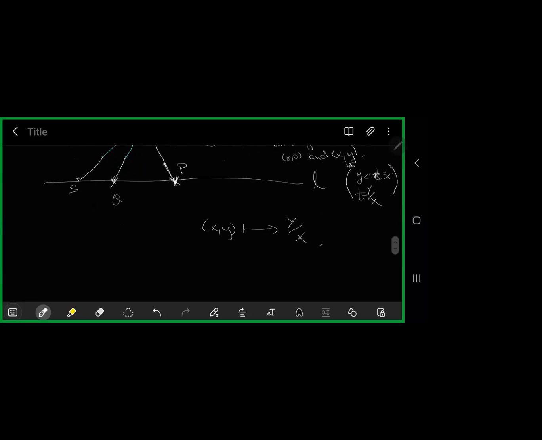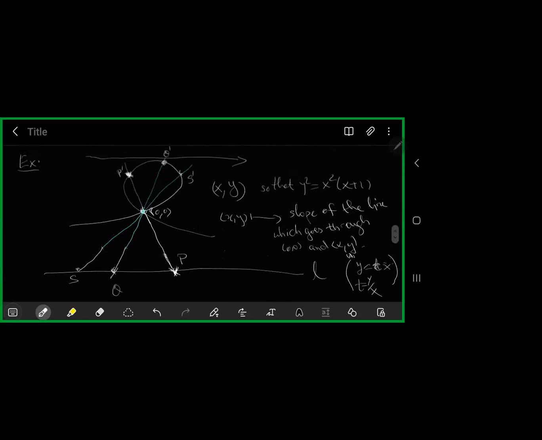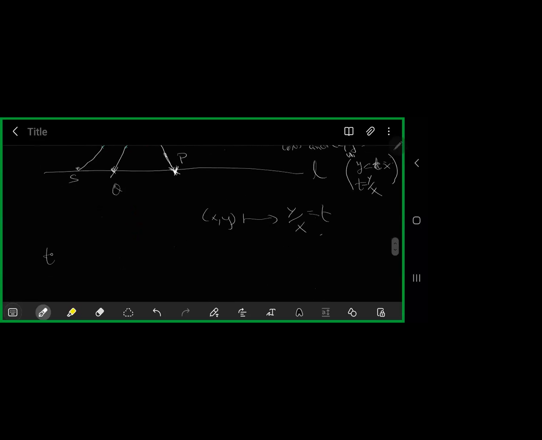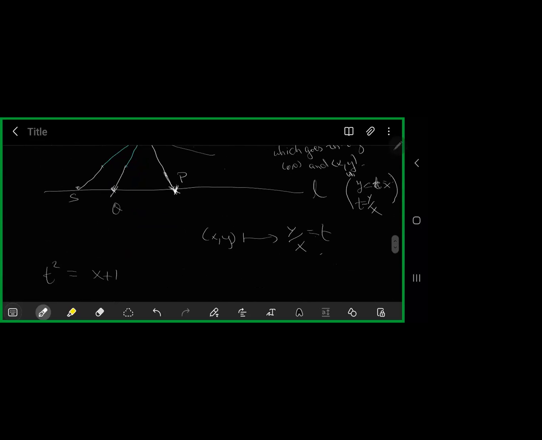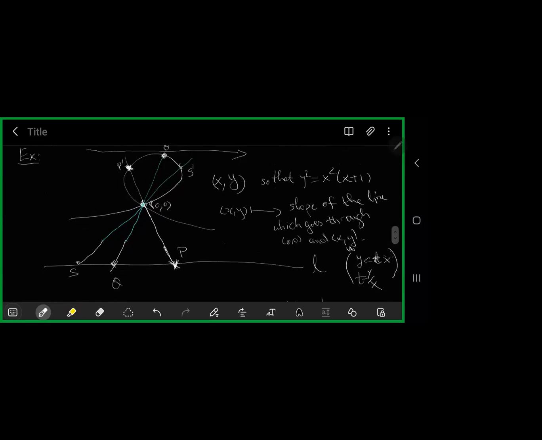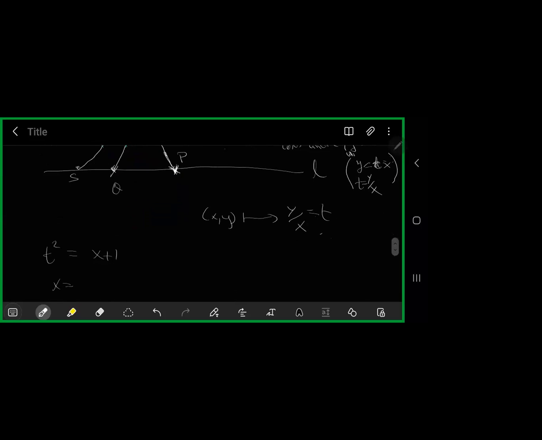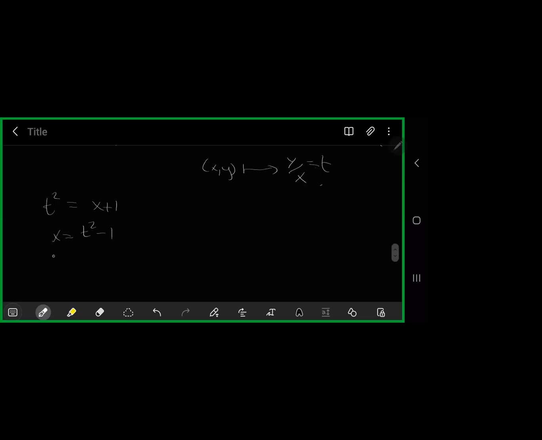And now, having this mapping, we call this t. I'll go back to this equation, substitute this in, and I'll get something as follows: t squared equals x plus 1, right? With y equals tx, y squared is x squared times t squared, so t squared is x plus 1. So x is t squared minus 1. And then y equals t times x, which is t times t squared minus 1, right?